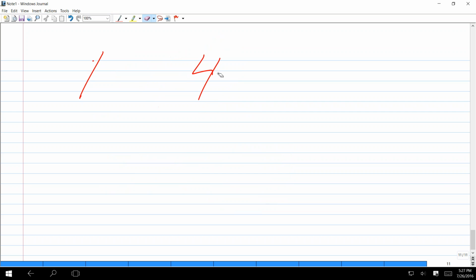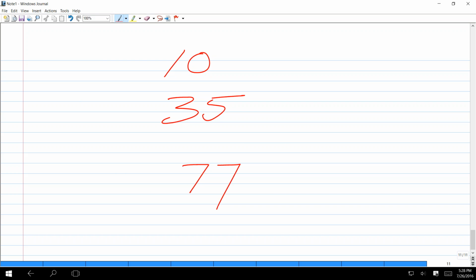What makes a number divisible by 5? I'm going to write 3 numbers. You tell me which ones are divisible by 5. Well, they end with a 0 or 5, so 10 and 35. That's all you need to know. They end with a 0 or a 5, they are divisible by 5.